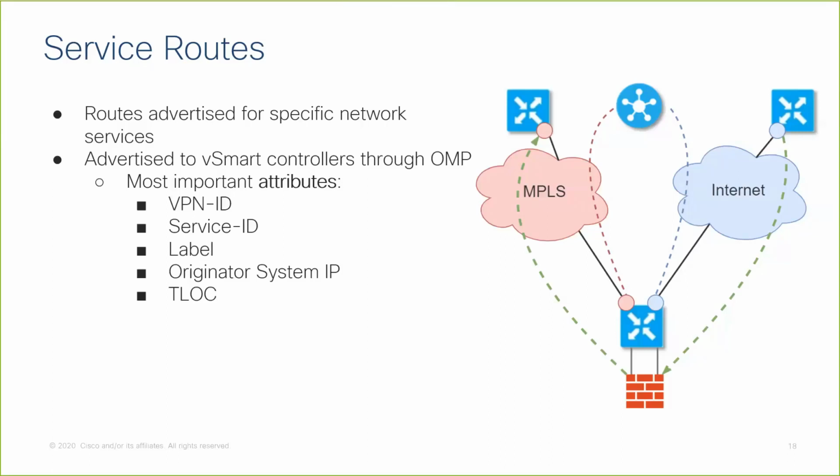So that means that if traffic normally would flow directly through a hub device without passing the firewall, by setting the service label, we're going to force traffic to the firewall. The firewall is going to send the traffic back to the hub device, and then it's going to forward the traffic onwards to its final destination. Okay.